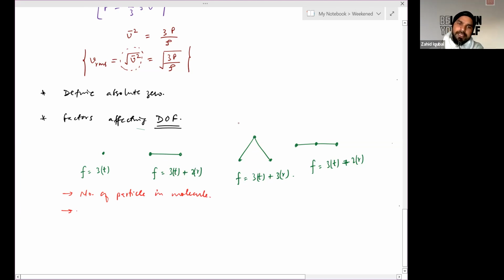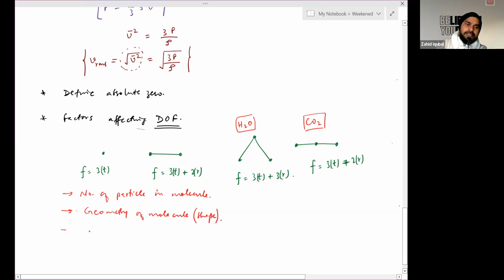Next, in case of water, which is bent shape, it will have 6 degrees of freedom. But in case of carbon dioxide, which is again triatomic but linear in shape, it will have only 5 degrees of freedom. So from this, we can say it also depends upon the geometry or shape of that particular molecule.